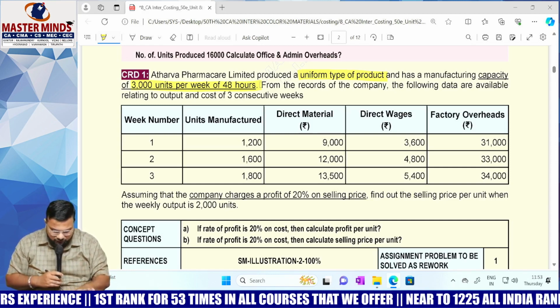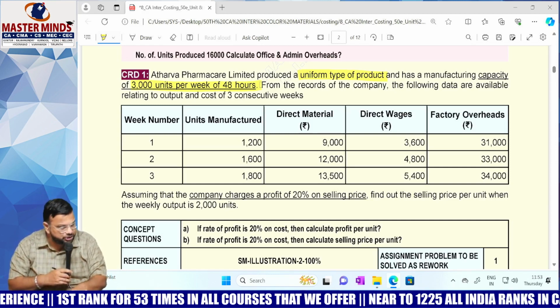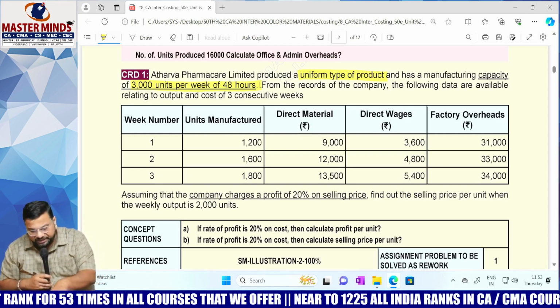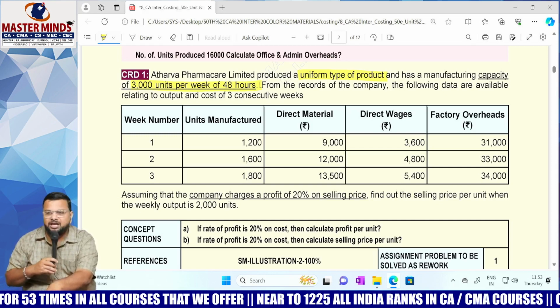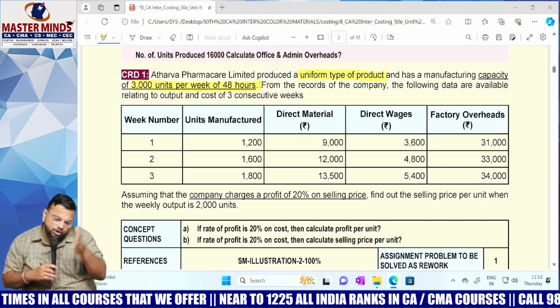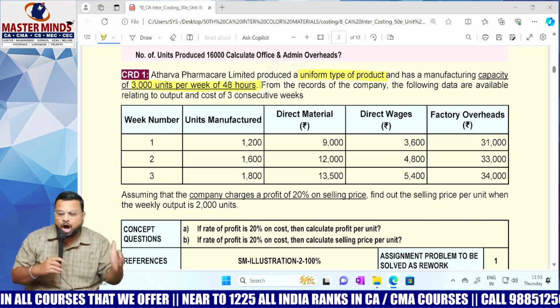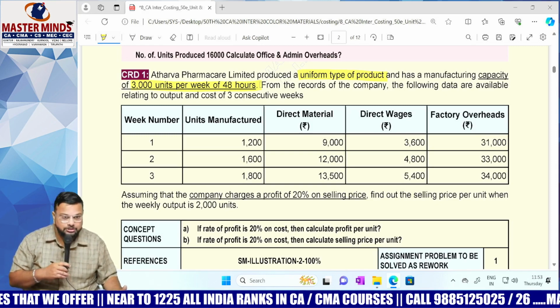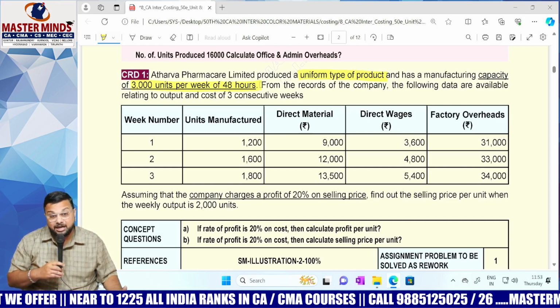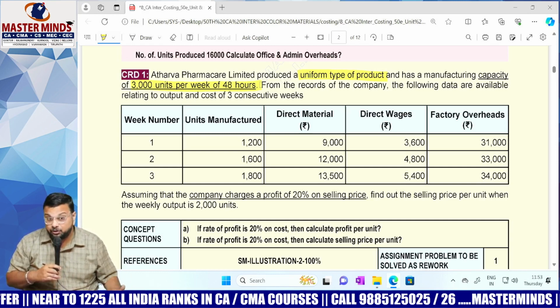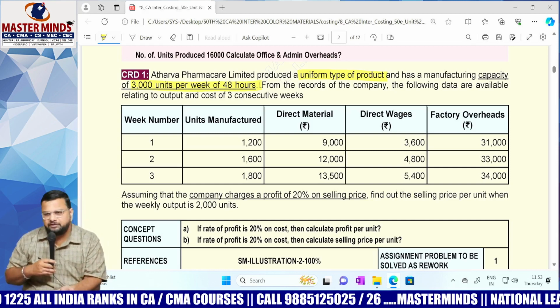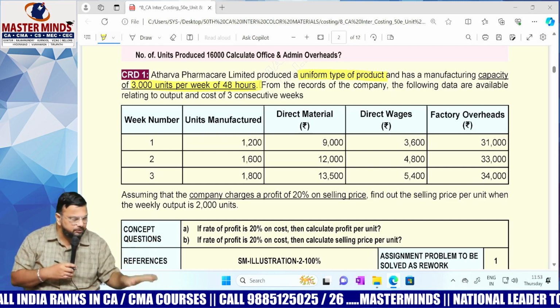Underutilized. Okay, week 1, week 2, week 3, units manufactured 1200, 1600 and 1800. Direct material, direct wages, factory overhead is given. Whenever the term direct material, direct wages comes, we know one thing: up to prime cost, all costs are variable cost, all costs are actual cost. Here the term actual cost is not relevant at all, okay? We focus on the variable portion.